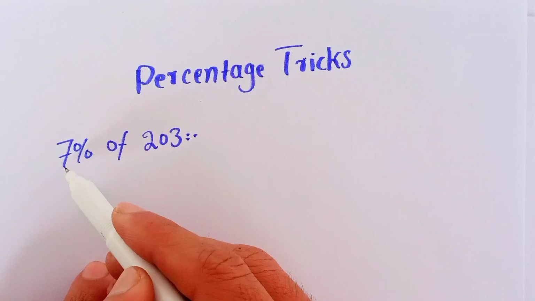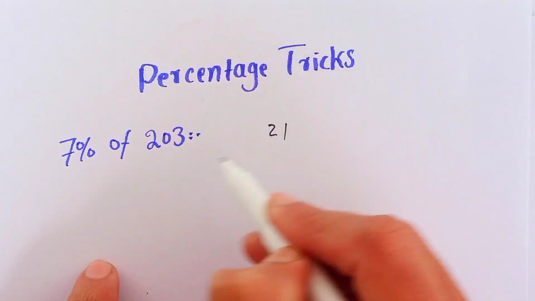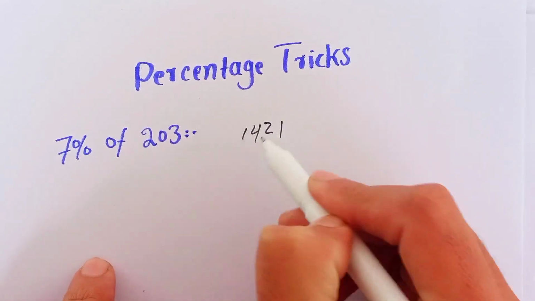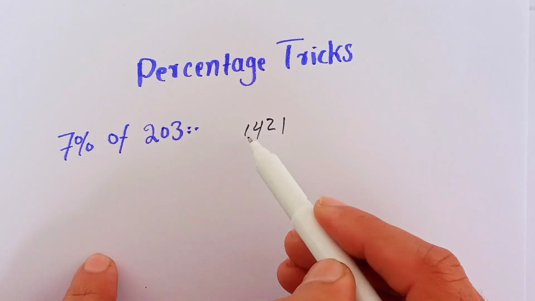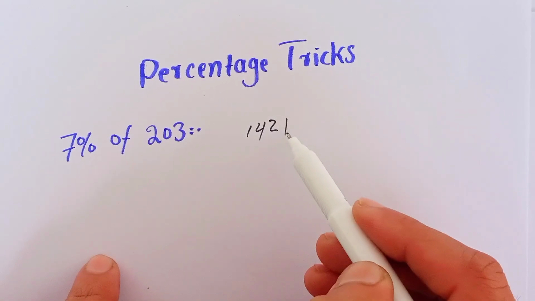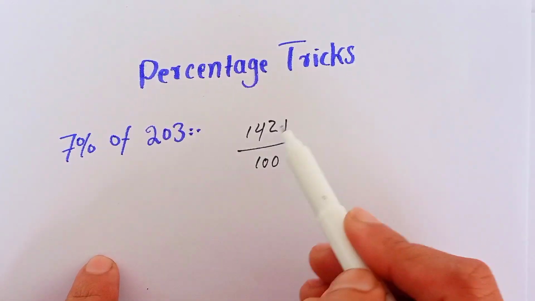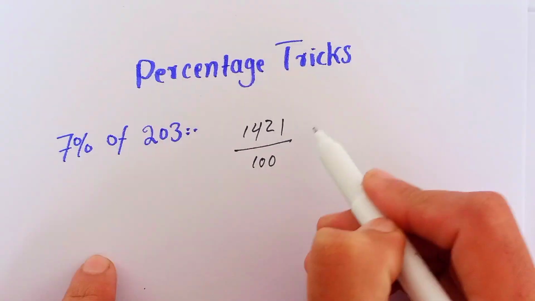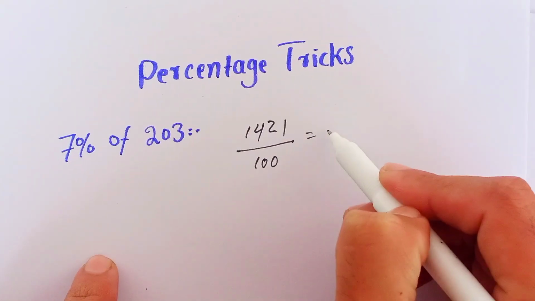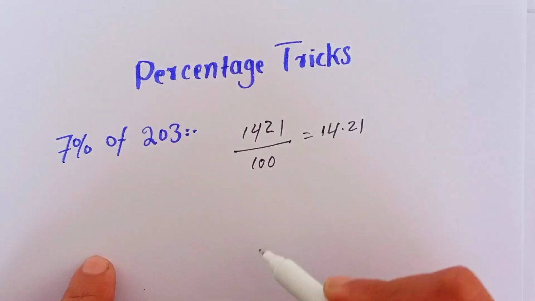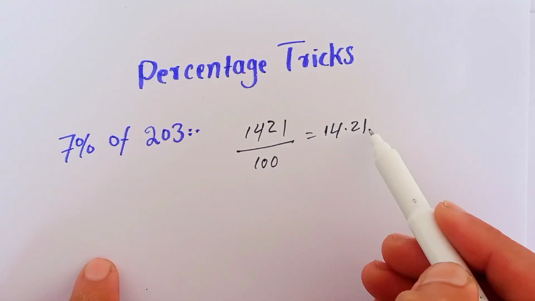So simply we will multiply 7 by 203, right? So 7 times 3 is 21 and 7 times 2 is 14, right? So when we multiply 7 by 203, the answer is 1421, right? We will divide 1421 by 100, because we want to find the percentage, right? So dividing 1421 by 100, the answer will be 14.21, right? The 7% of 203 is equal to 14.21, right?